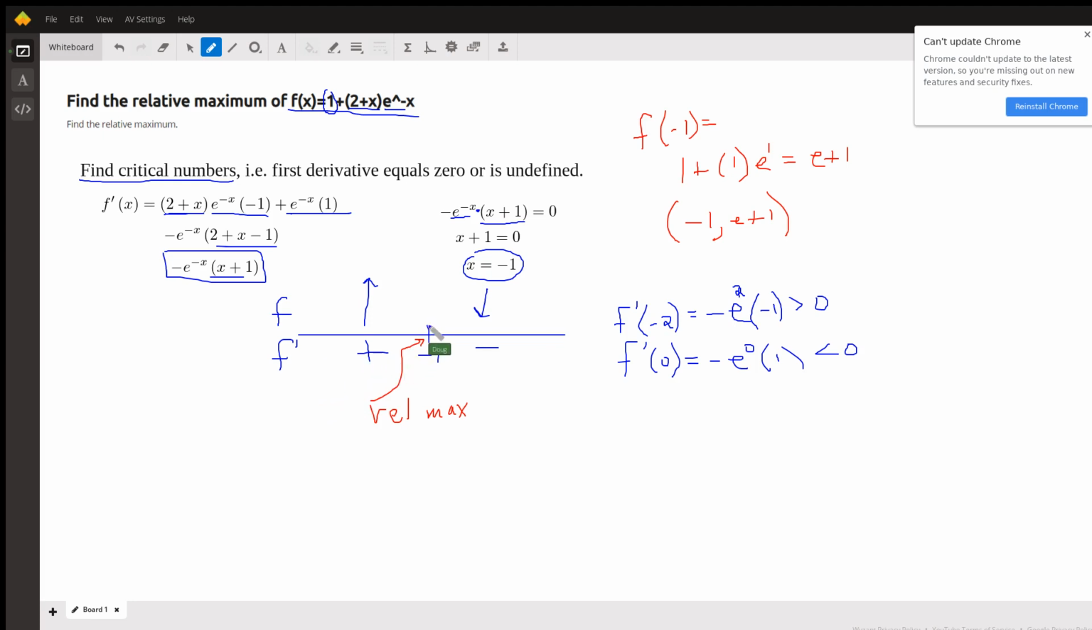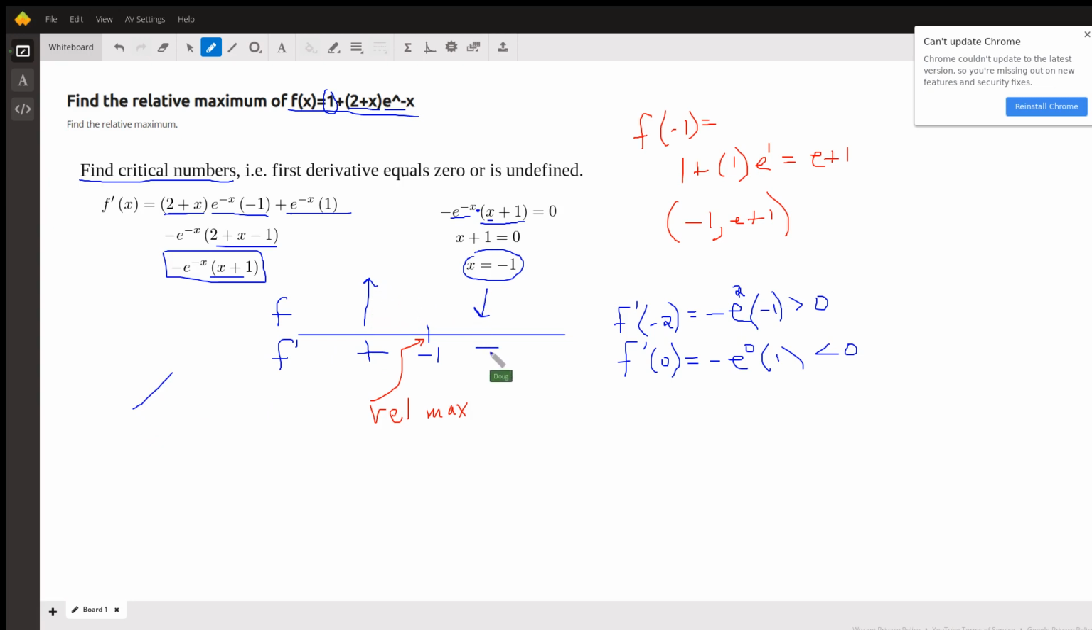Put the critical number on a little number line. There's the negative 1. And then use test values to the left and to the right of that critical number to determine whether the first derivative is positive or negative in those intervals. Pick a test number in each interval, like negative 2, which is to the left of negative 1. If I put a negative 2 into the first derivative, picture it right here, I'll get negative e to the second times a minus 1. That's going to be positive, greater than 0. And that means the tangent lines are going uphill, so the original function is increasing.